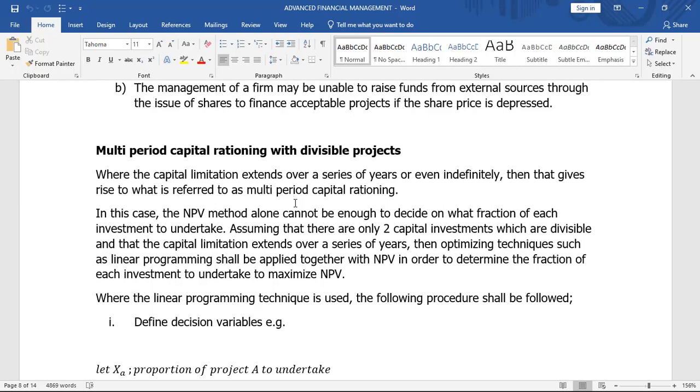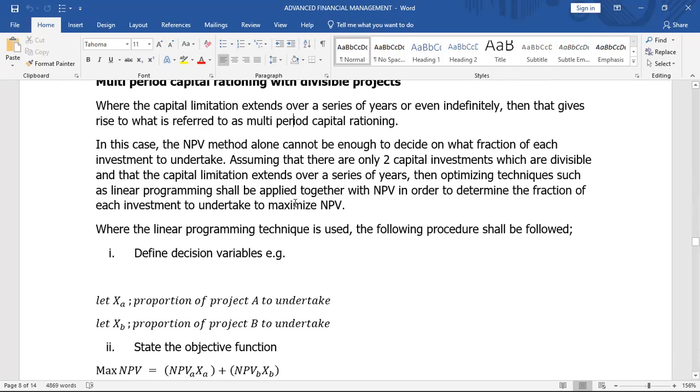So when the capital limitation extends over a series of years, or even indefinitely, that gives rise to what is referred to as multi-period capital rationing. In this case, the NPV method alone cannot be enough to decide what fraction of each investment to undertake. Assuming that there are only two capital investments which are divisible, and that the capital limitation extends over a series of years, then optimizing techniques such as linear programming shall be applied together with the NPV in order to determine the fraction of each investment to undertake to maximize our NPV.